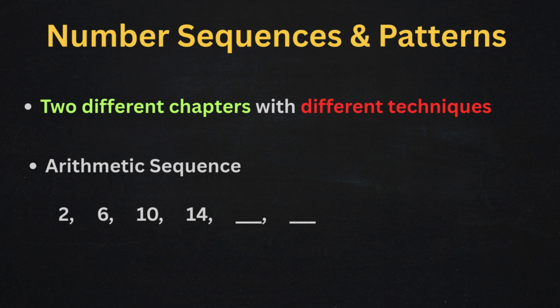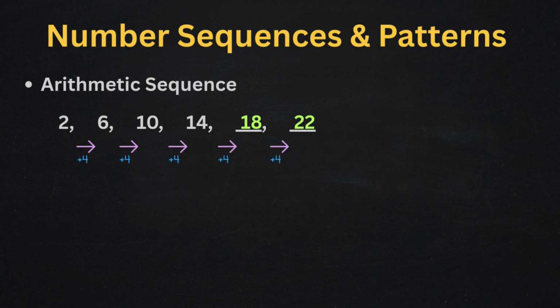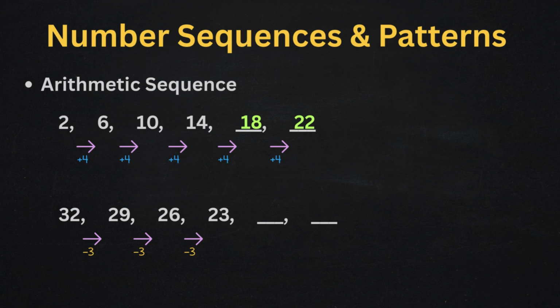For example, 2, 6, 10, 14. Each term is increasing by 4, so the next term in the sequence will be 14 plus 4 equals 18. And after that, 18 plus 4 equals 22. Similarly, you could also have sequences where each term decreases by the same amount. In this example, we have a difference of -3. Therefore, as we can see, the next term in the sequence will be 20. And if you subtract 3 from 20, we will get 17.